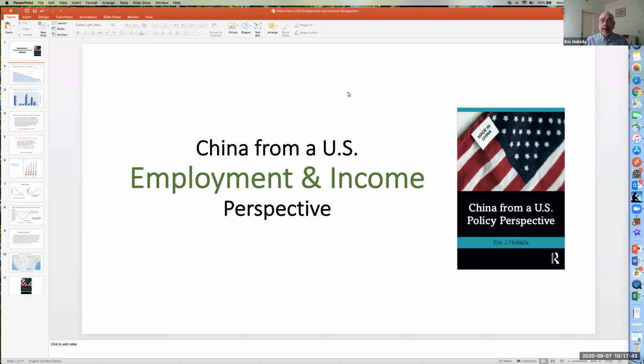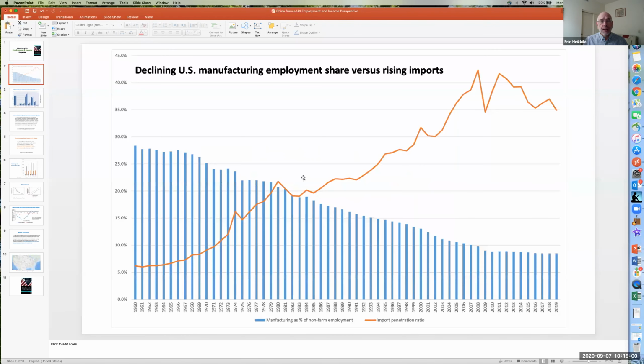And today I'd like to talk with you about Chapter 4 from my book, China from a US Policy Perspective. Chapter 4 focuses on China from a US employment and income perspective. This is an issue that's received a lot of attention in recent years. And this graph summarizes nicely what the concerns are.